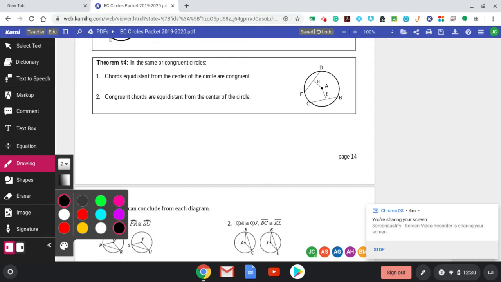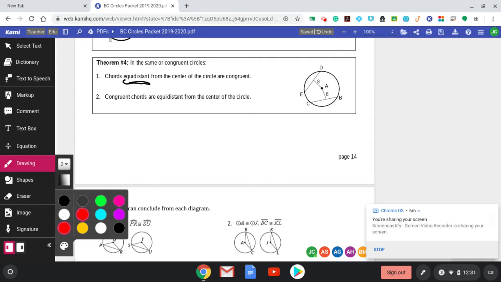Chords equidistant. Remember, equidistant, same distance. So if two chords are the same distance from the center of the circle, those chords are congruent. So look at my diagram. You see chord DE and you see chord CB. They are both 8 units away from center A. So they're both the same distance from the center.